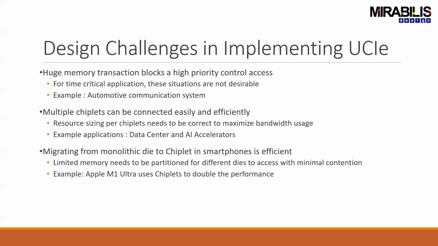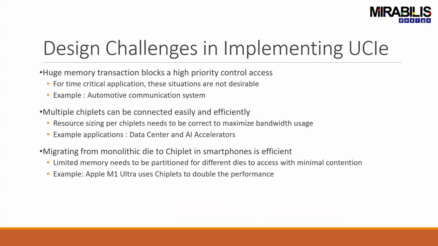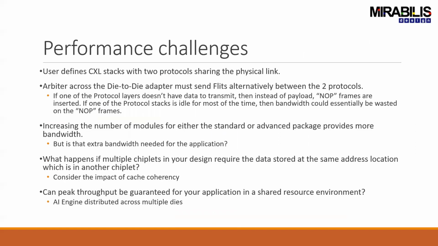Another area of migration where we're seeing a lot of activity is monolithic to chiplet in smartphones. This is a very efficient mechanism because there's always a limited amount of memory available. That's one of the reasons why you see mobile phones advertising the amount of memory that they have, and it needs to be partitioned across these different dies because, as I was showing you earlier, you want to minimize the amount of contention that's happening over here to get access to the memory. So, for example, the M1 Ultra used chiplets just to double the performance. So you can see what a huge, remarkable change that is.